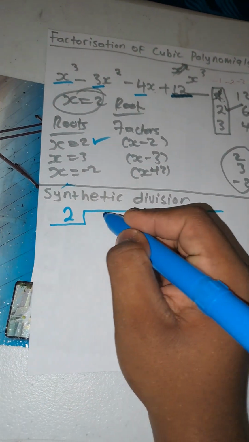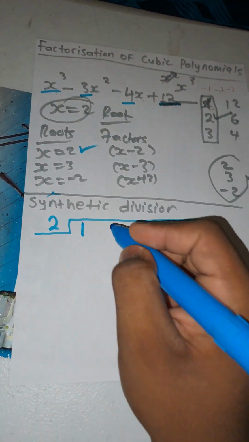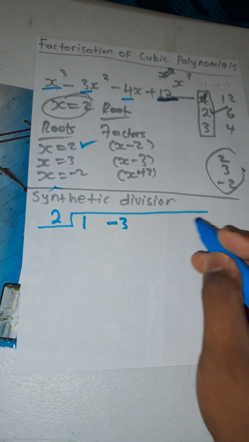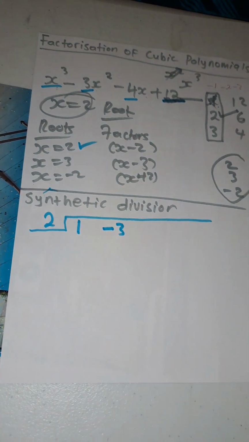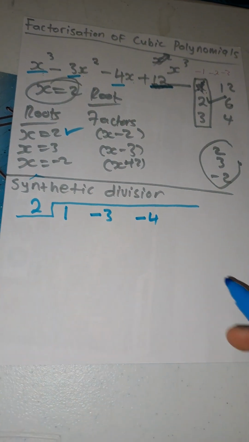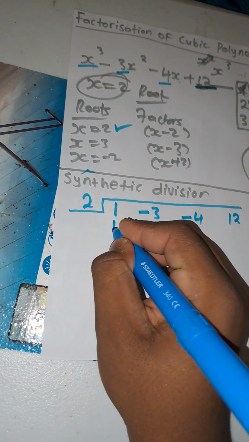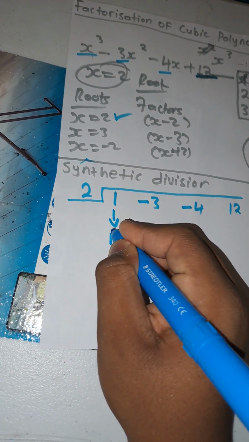So the first one is 1. Don't put the cube there, please. And then it's -3. I'm gonna put -3. Separate them at least maybe 1 meter, and then it's gonna be -4 there. And then the last one is 12. The first thing that you must do, drop the first number, which is 1, and circle it.